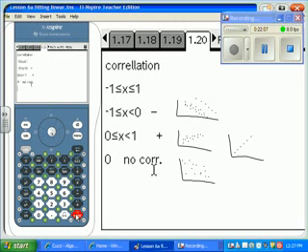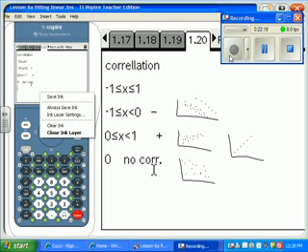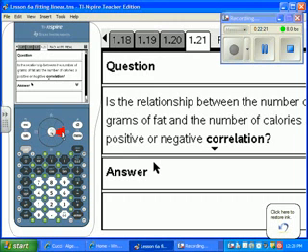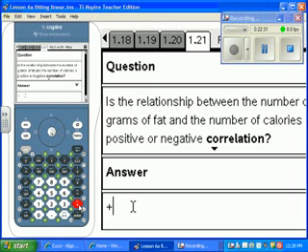All right, one more time. The closer you are to 1 or -1, the better the line of best fit. Okay. Are you ready? All right, is the relationship between the number of grams of fat and the number of calories positive or negative correlation? Positive, and I'm just going to put a plus sign because it's easier. It's positive correlation. When one increases, the other increases.